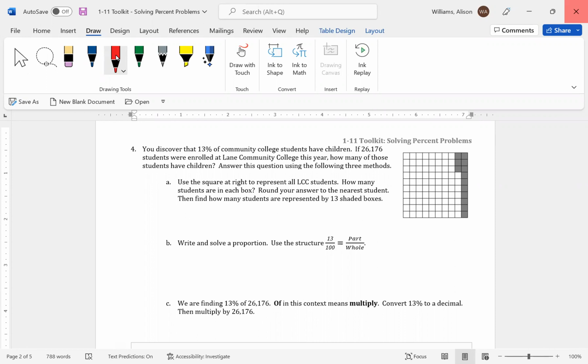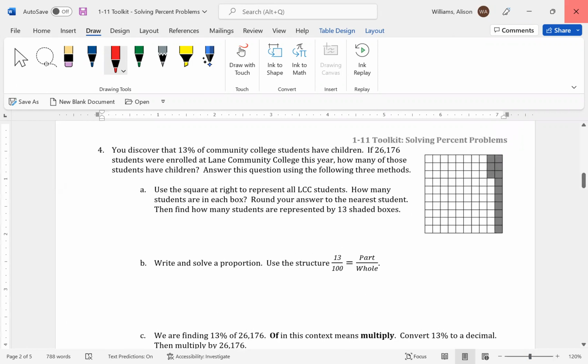Okay, so they're going to approach this problem 3 different ways. The first is a visual representation. If we think of this block as representing all of Lane College, then how many students is represented in each little square? This block is representing a percent. In this case, it's representing 13 out of 100. So there are 100 little squares total, a 10 by 10 grid. Each of those little squares is going to represent a certain amount of students. If the total population, and here I want to zoom in a little bit while I'm doing this.